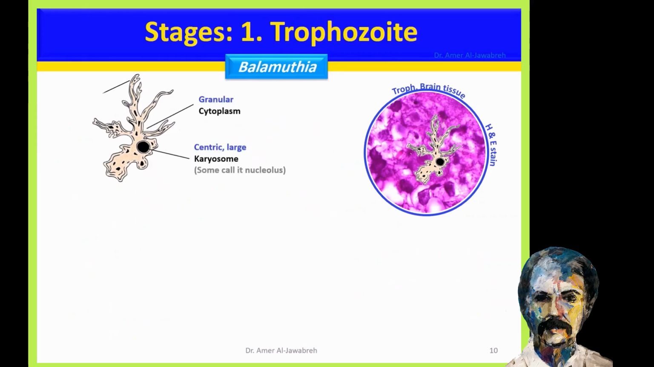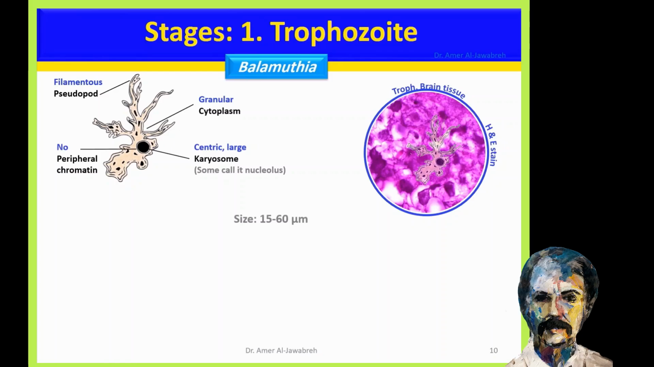If you look here, this is the Balamuthia trophozoite. It has a large central karyosome. Because the karyosome is very large, some people call it a nucleolus, not a nucleus, but small. It has a filamentous pseudopod like a tree. You can look at the image here. No peripheral chromatin.